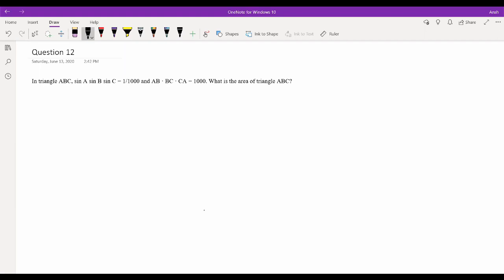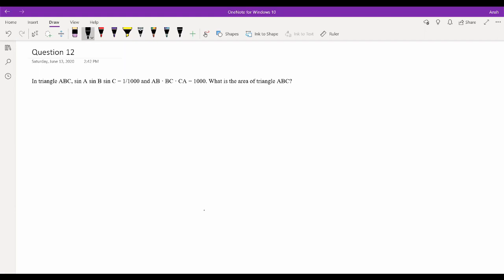At first you might be like, you're not giving us enough information. We know what the products are, but we don't know what the sides are, what the angles are. But let's focus on what we're trying to find first. We're trying to find the area of triangle ABC. What formulas do we know that give us the area of ABC?